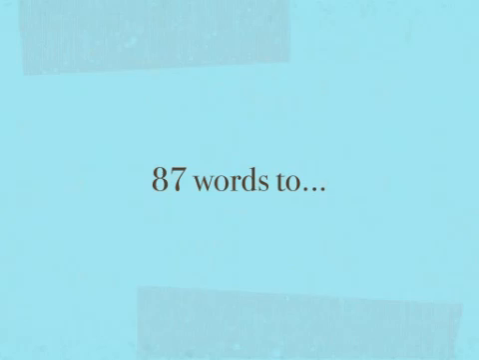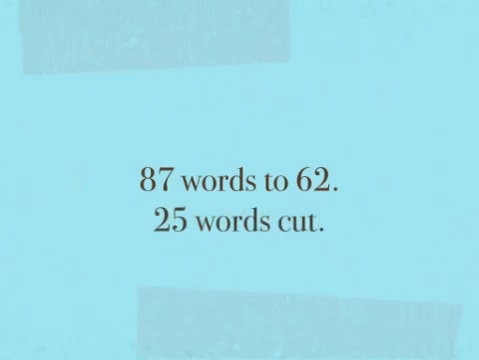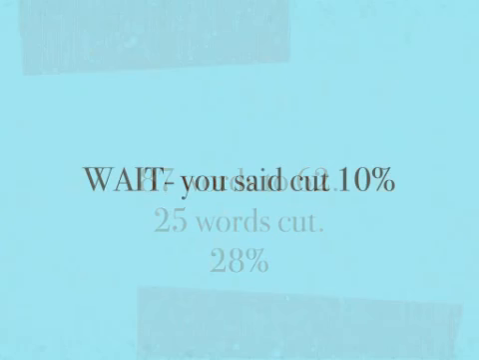Let's take a look how we did. In the 3 examples, if I total up all the different words, there are 87 words. When we're done with our revision, we got it down to 62 words. That means we cut 25 words out of the total, which means we cut 28%, not 10%. But wait a minute, aren't we supposed to just do the 10% cut?